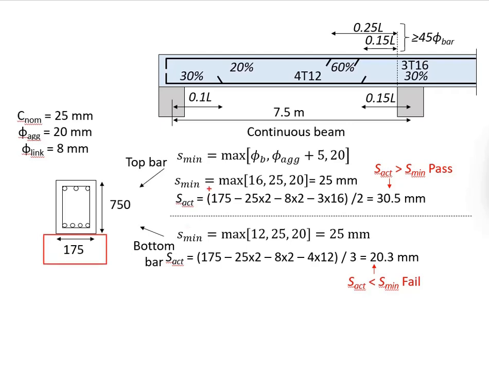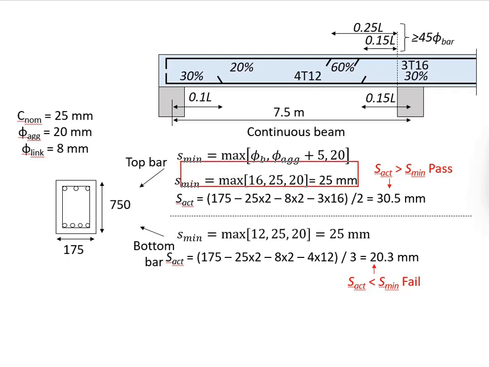You have the width of 175 minus the cover from both sides, 2 times 25, minus the size of the link, 2 times 8 mm, and then minus 3 times 16, which is the diameter of the bar size. The whole thing here is divided by 2 because you want to get the 2 spacings. Your actual spacing between the bars will be equal to 30.5 mm.